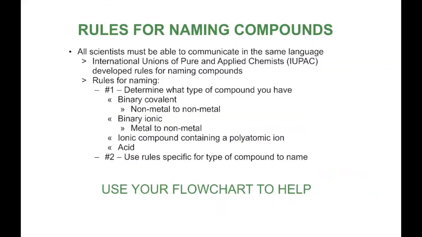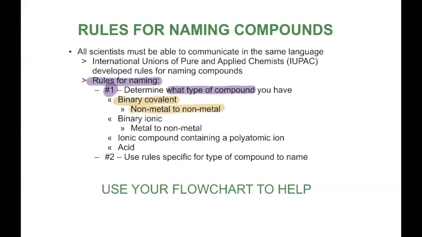So basically, we need rules for naming compounds so that all scientists are able to communicate in the same language. The organization that is in charge of naming is called IUPAC, which stands for International Union of Pure and Applied Chemistry. So if we start talking about the rules for naming, the first step is to determine what type of compound we have. And there are 4 types of compounds. The first is binary covalent, and that means that we have a covalent molecule where we have a nonmetal bound to a nonmetal.